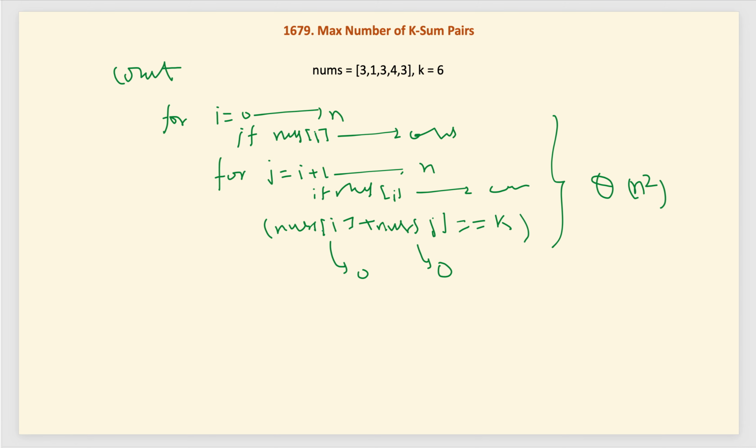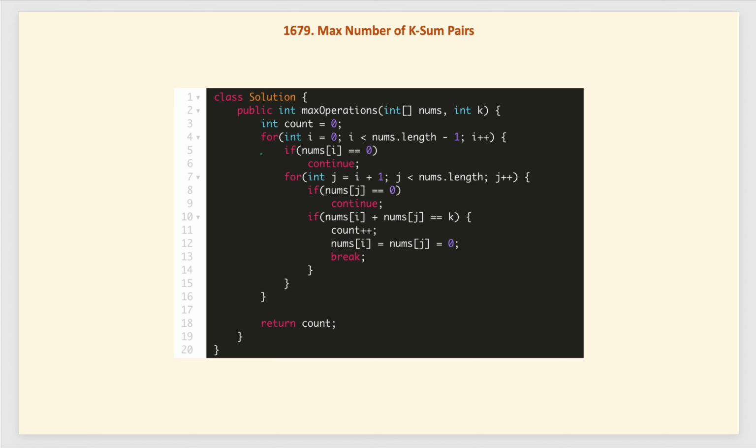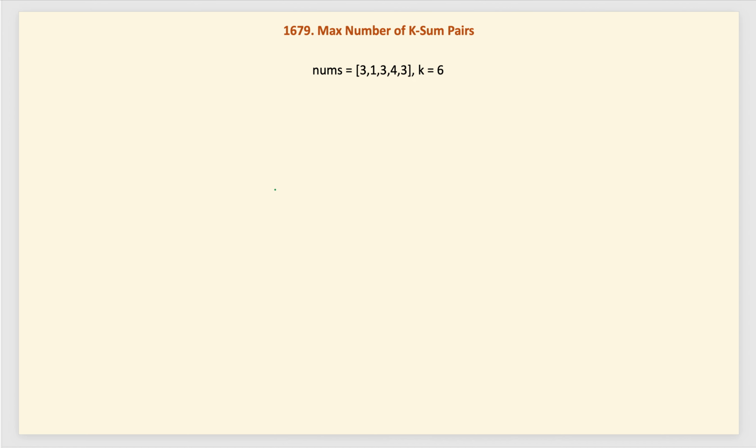So how will we improve the time complexity? Here is the code snippet, you can try it yourself, and if you have any issues you can see the reference over here. Another solution for optimizing it: we can first sort these nums.